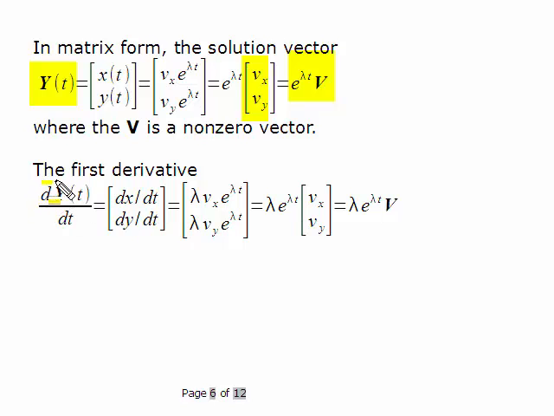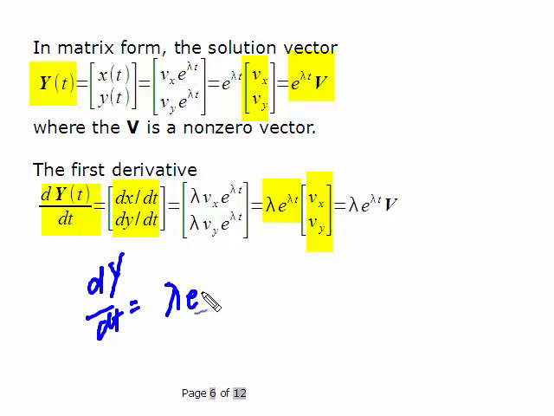So when we take the derivative of y, which is the derivative of these two, we end up with lambda vx e to the lambda t, lambda vy e to the lambda t. Obviously the lambda and e to the lambda t can be factored out, again leaving that vector v. So we have dy by dt equals lambda e to the lambda t times v. Okay, and these are vectors. We could have done that by differentiating right here because v is not time dependent, but working through the steps we get the same thing.